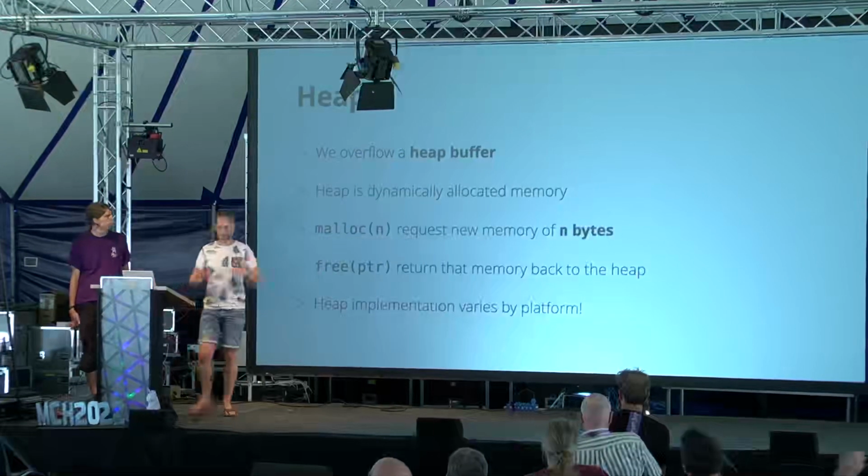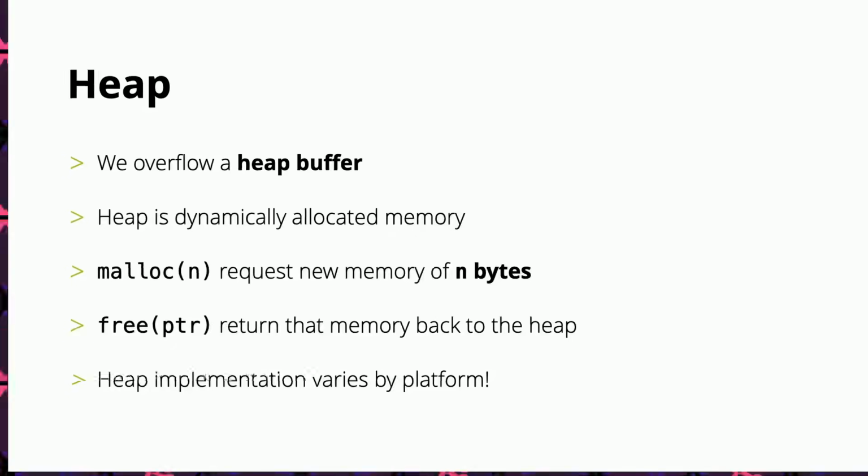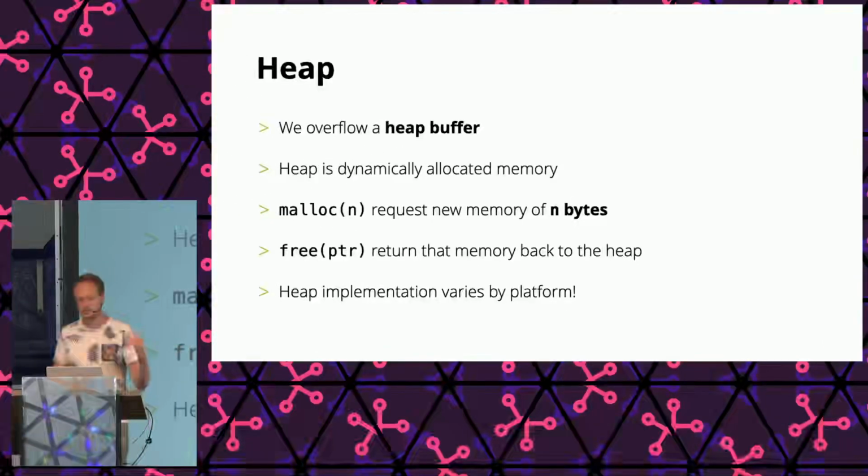For those who are not too familiar, the heap is something in software which is used for dynamically allocating memory. If you don't know the size of certain objects at compile time, you typically use the heap for this. Those who know C might know the malloc and free functions. Those are used to either request some space on the heap or return the space once you're done with it, to give it back to the heap allocator. How the heap is actually implemented varies by platform or even by any major or minor software update.